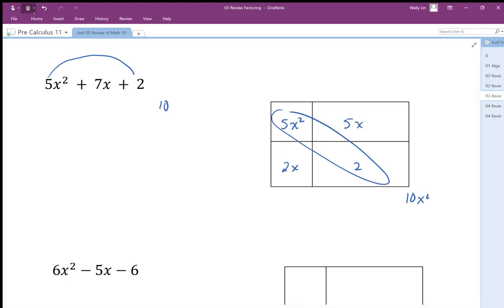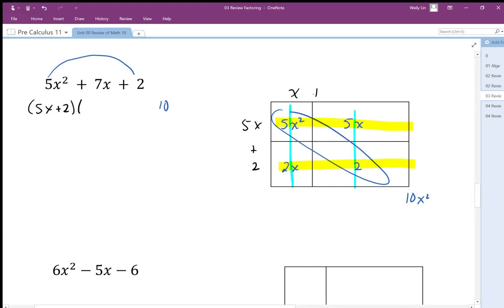Well, once I figured that out, I can see that my common factor horizontally is going to be 5x here. My common factor horizontally here has to be 2. So I get 5x plus 2. Okay, so 5x plus 2 is one factor. And then vertically, we can just divide to get the vertical, but I can also just take the common factor vertically. The common factor is just going to be 1 and 1.